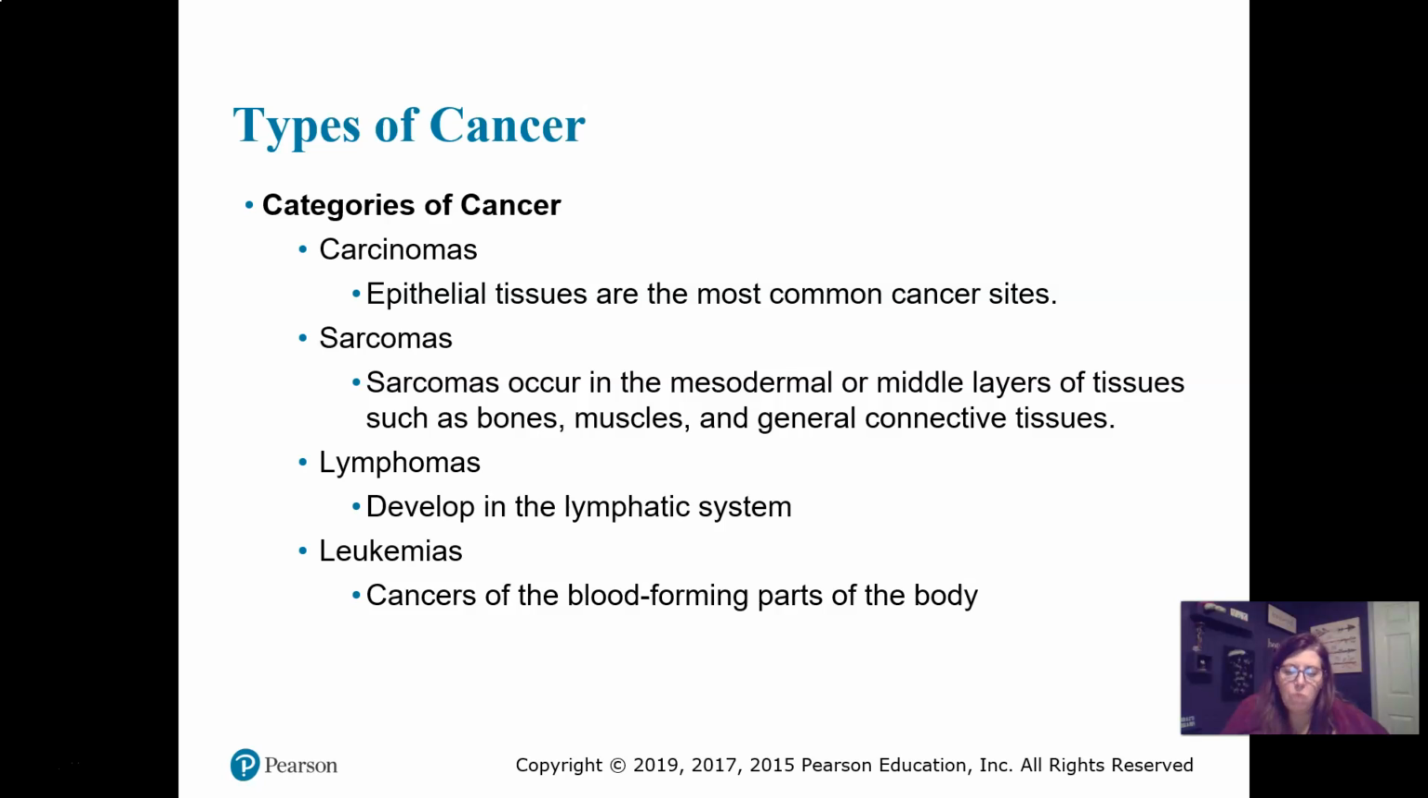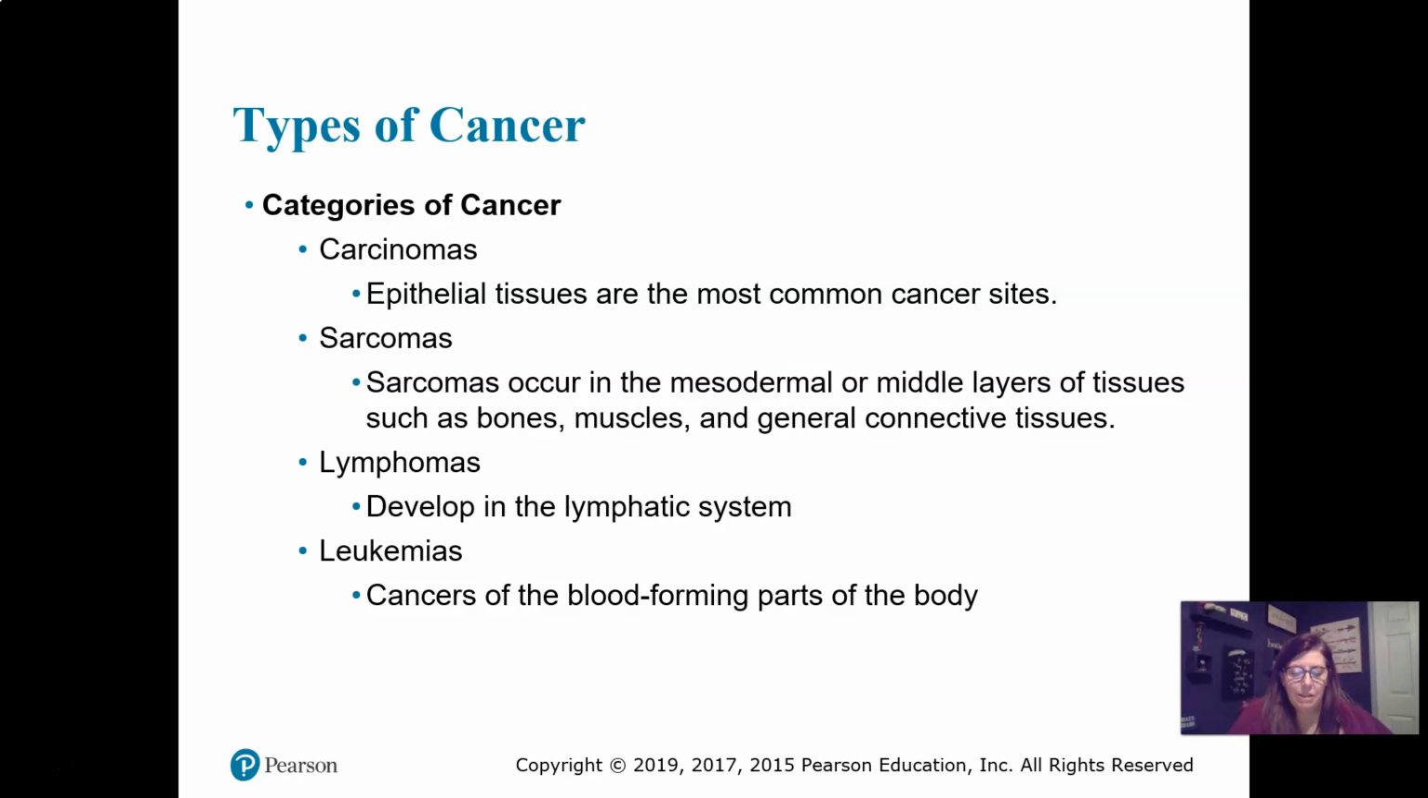There are 4 broad classifications of cancer according to the type of tissue from which the cancer arises. Carcinomas affect the epithelial tissue and metastasize through the circulatory and lymph system. Sarcomas occur in the mesodermal or middle layer of tissues and metastasize via the blood. That's less common. They're more virulent than carcinomas.